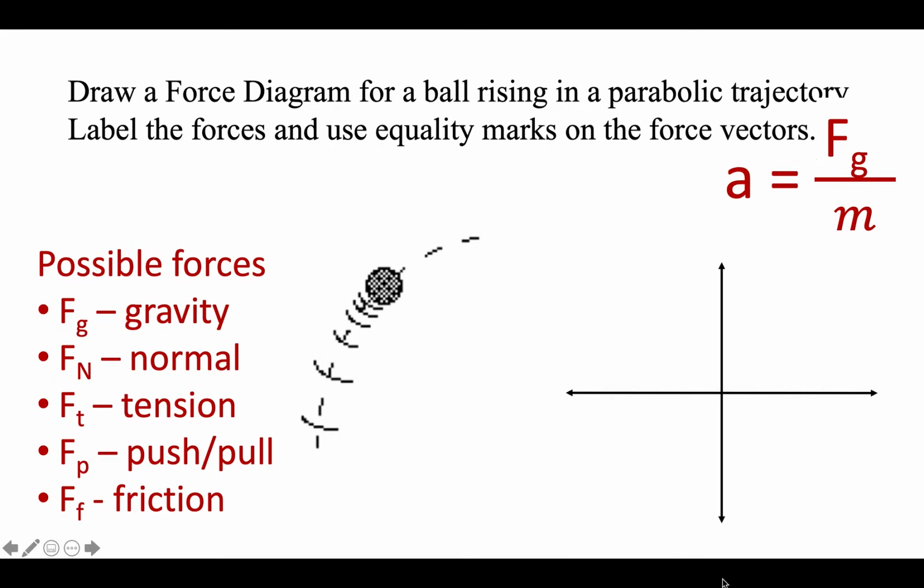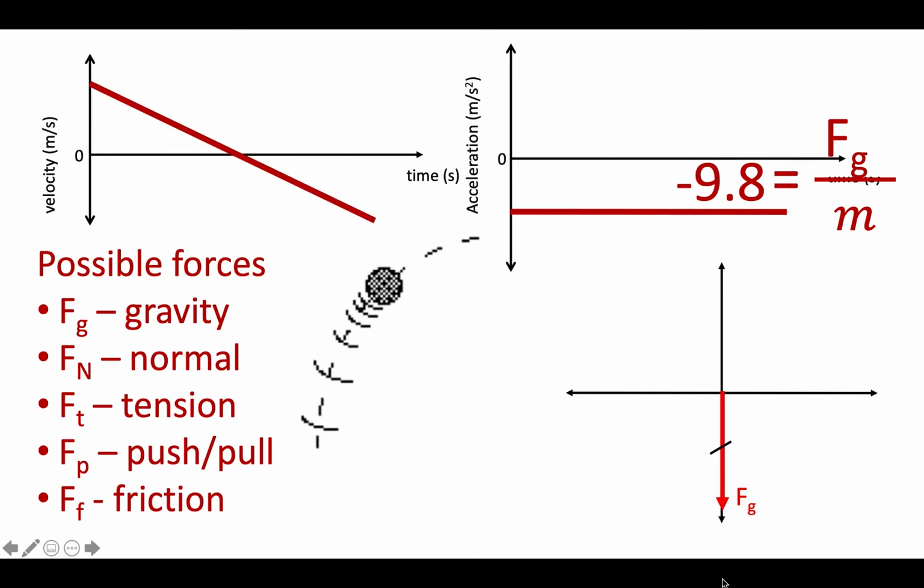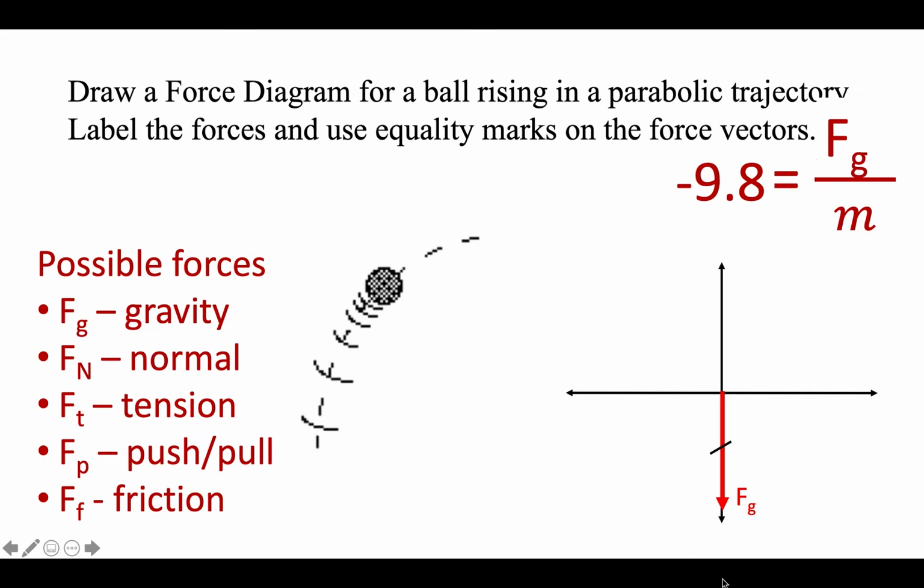So the net force is going to be the force of gravity, which is going to give us an acceleration of negative 9.8. So I know there's a force of gravity. Every object has a force of gravity straight down. And there is actually no other force involved. There's no normal force because there's no surface. There's no wire or anything like that to have a tensional force. Nothing pushing or pulling it after it's left the person's hand. And we can say the friction in the air is negligible.